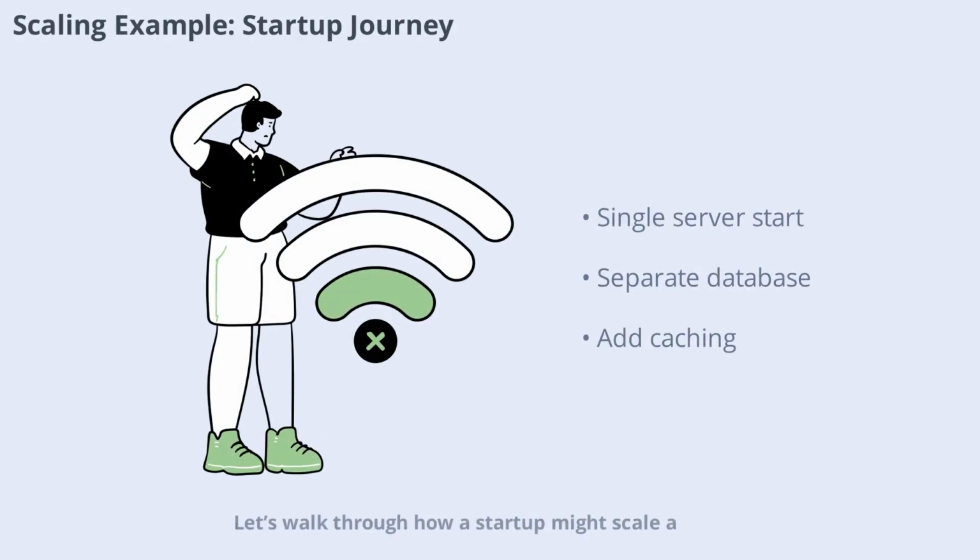Let's walk through how a startup might scale a social media app from zero to millions of users. At launch, everything runs on a single server, simple and cheap. As users grow, the first bottleneck is resource competition between the app and database. The next step is separating the database onto its own machine, tuning each component independently. As the user base grows, adding a cache layer like Redis dramatically reduces database load. Eventually, the single app server becomes the bottleneck, leading to horizontal scaling with multiple app servers and a load balancer.